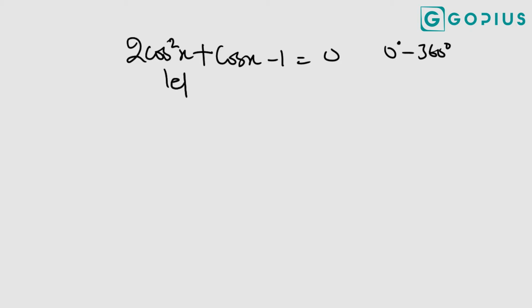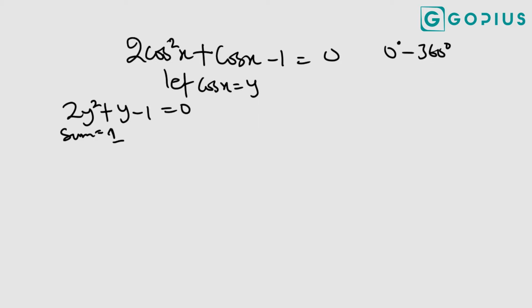So we say let cos x be equal to maybe y. So this cos square now becomes y square. That gives us 2y square plus y minus 1 equals 0. Now of course, you know how we solve a quadratic equation. We are going to factorize. Sum is the coefficient of y here, which is 1, and of course our product is a times c, 2 times minus 1, which is minus 2.